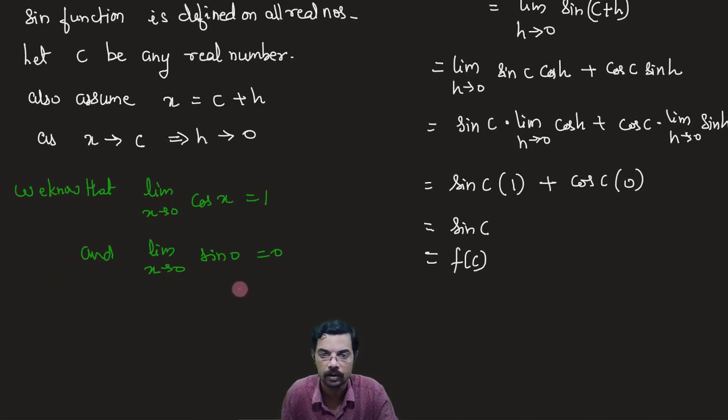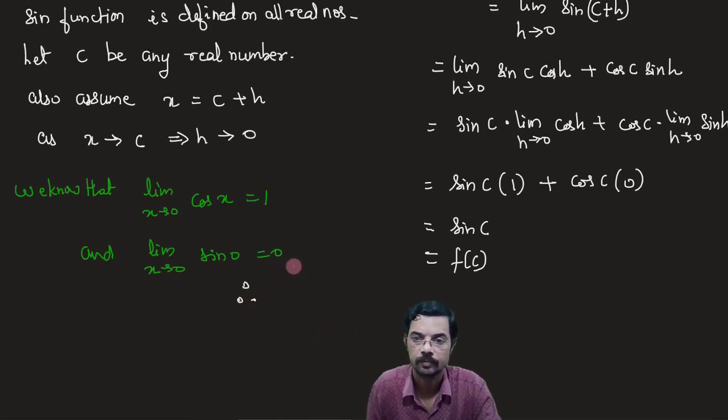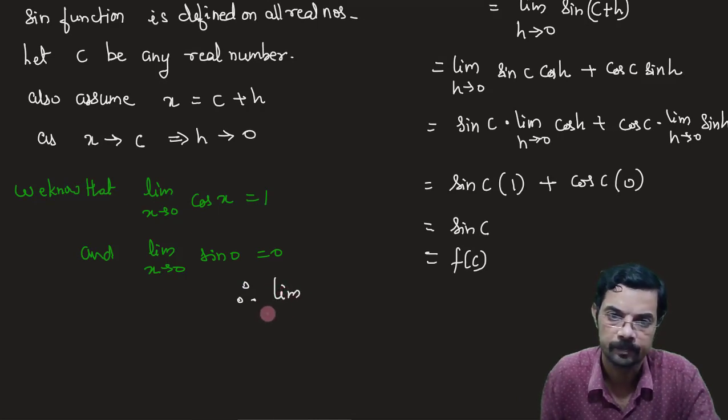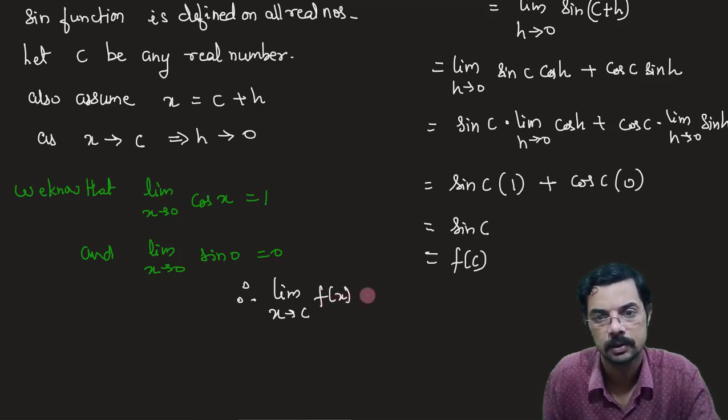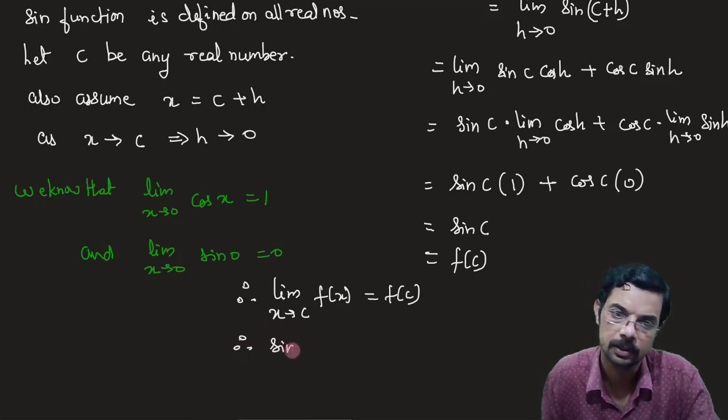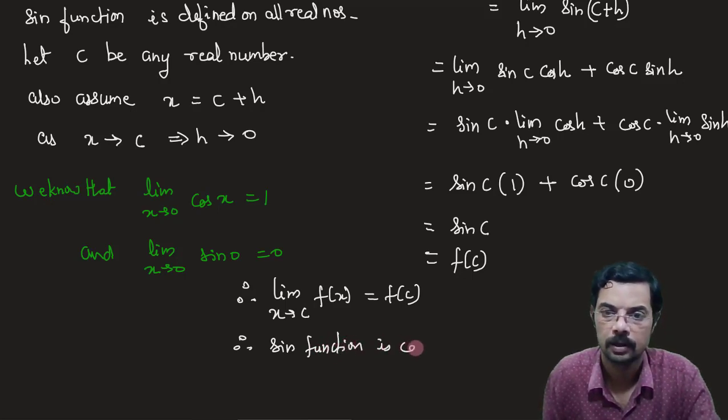Therefore limit x tends to c of f of x is equal to f of c, and therefore f is continuous for all real numbers. That is, the sine function is continuous for all real numbers. That's it.